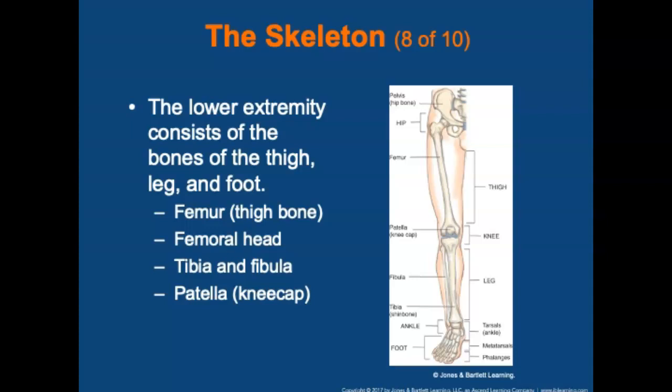The lower leg consists of two bones, the tibia and the fibula. The tibia, which is the shin bone, connects to the patella, which is the kneecap, to form the knee joint and runs down the front of the lower leg. The much smaller fibula runs behind and beside the tibia.